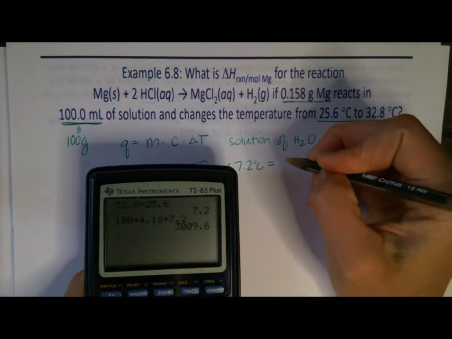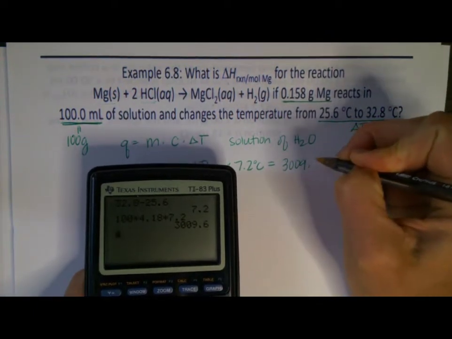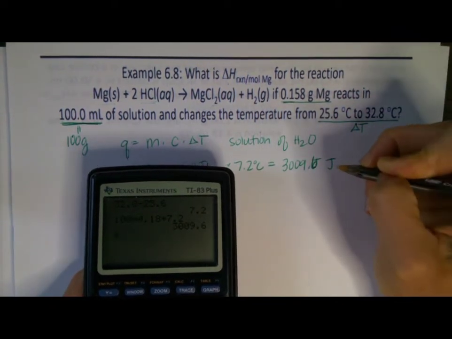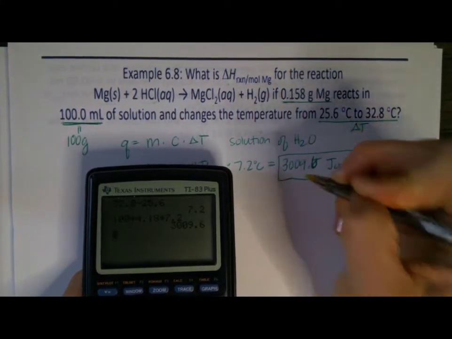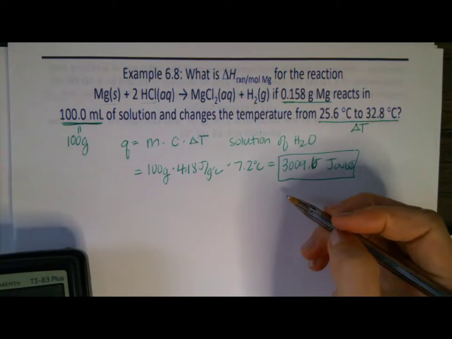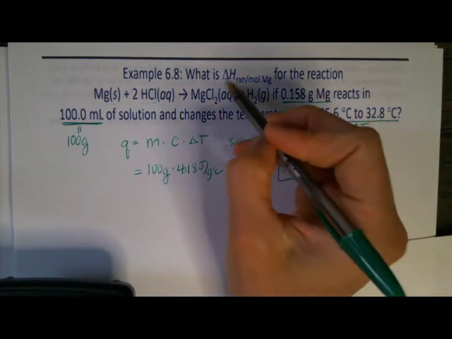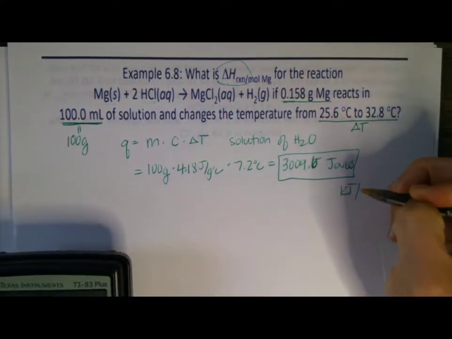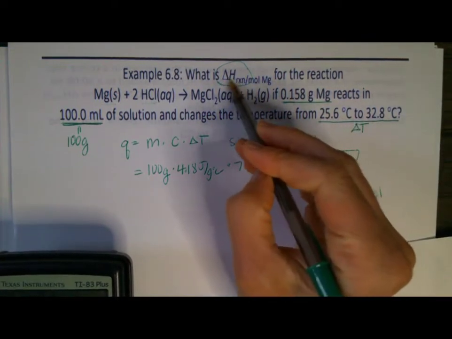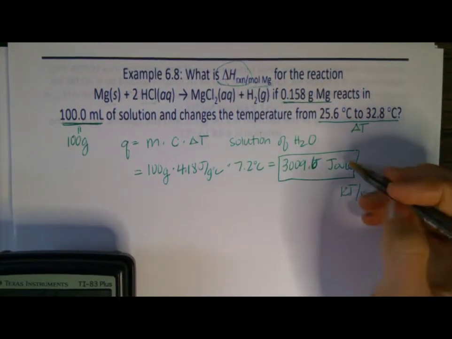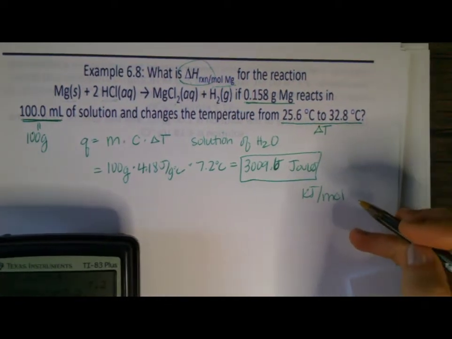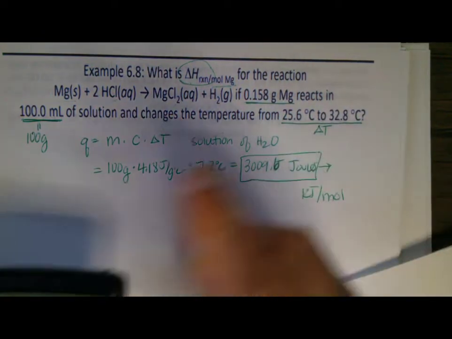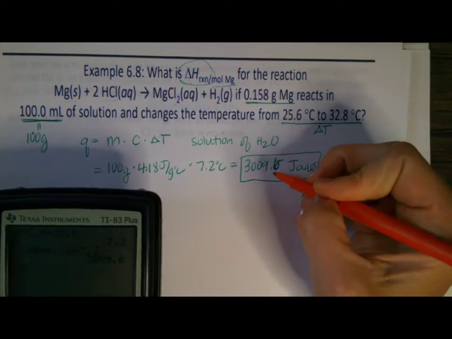Okay, and we get for this reaction 3,009.6 joules of heat. Now, we know that to find the delta H, that is usually in the form of kilojoules per mole, right? And that's what it's telling us. We need that for every mole of magnesium. While we're given joules, let's quickly change that to kilojoules. Remember, there's 1,000 joules in a kilojoule, so all we need to do is move our decimal point over 3 spots or divide by 1,000.